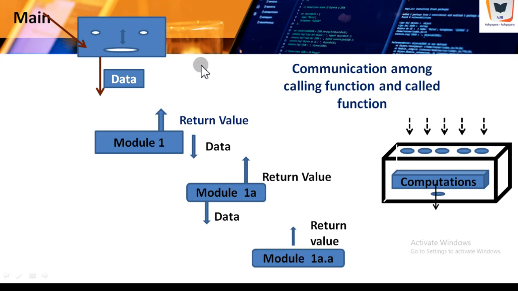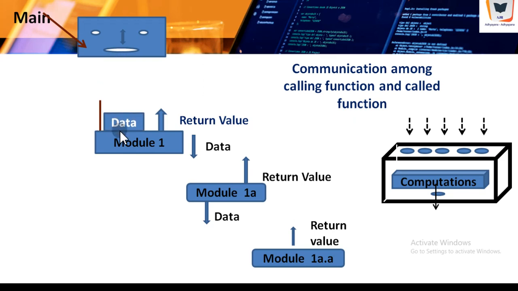Only two functions will be communicating at a point of time. Communication happens only between calling function and called function. In that sense, if this is the main function, and if it has module 1, and if it calls, communication should happen between main function and module 1. And by communication we mean the passing of the control.